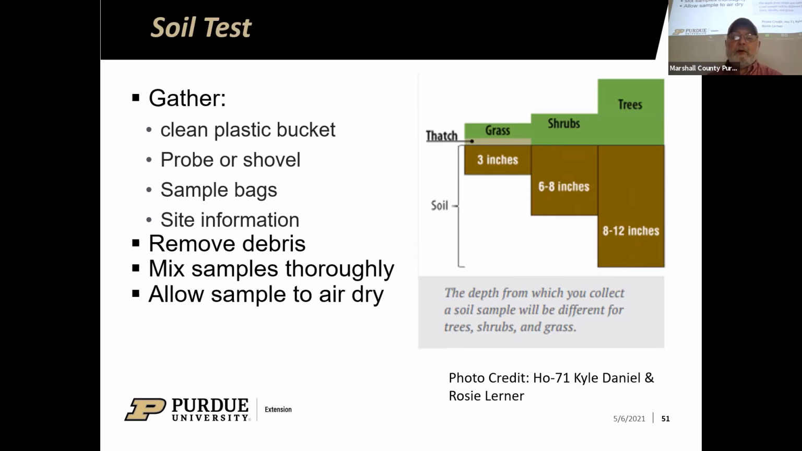We don't want to send in debris or organic matter in the soil sample. We want to make sure it's just the soil. We want to mix the subsamples together thoroughly so we can get one good sample out of all the subsamples that we take. And it's good to allow the sample to air dry before we send it in. They will have to do that process if they get it wet.